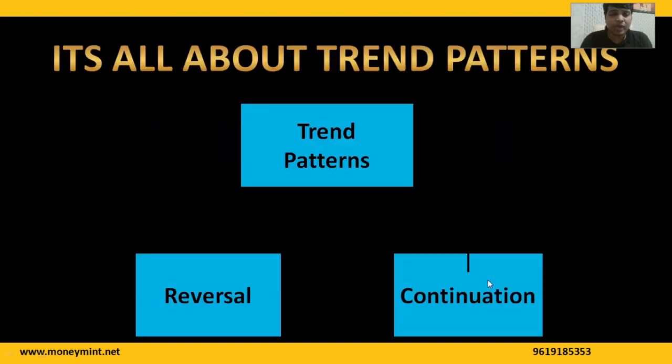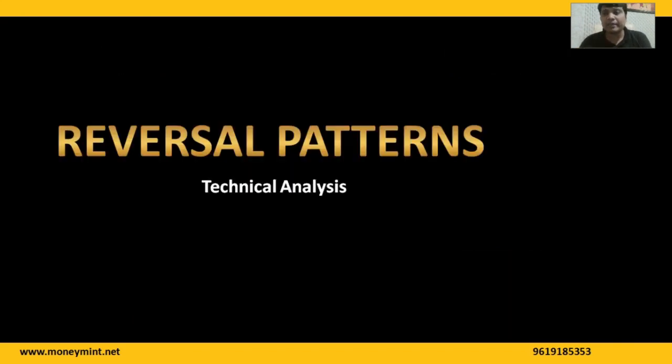So two types of patterns are there: reversal and continuation. First we will see the reversal patterns. The reversal patterns in technical analysis are head and shoulder, rising wedge, falling wedge, and broadening triangles. These are all the reversal patterns. So how to see them? We will go one by one. The first pattern we are going to study is the head and shoulder pattern.